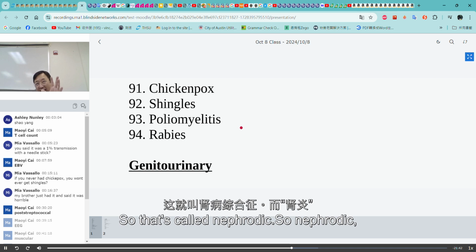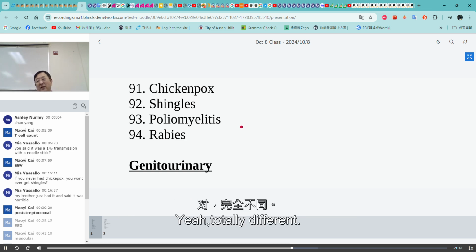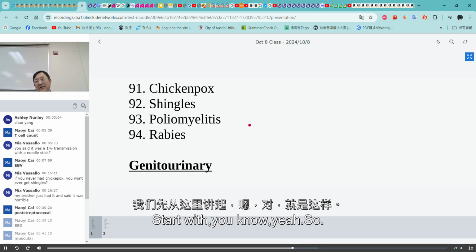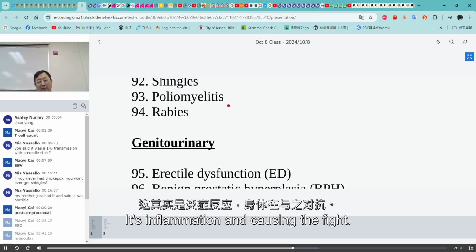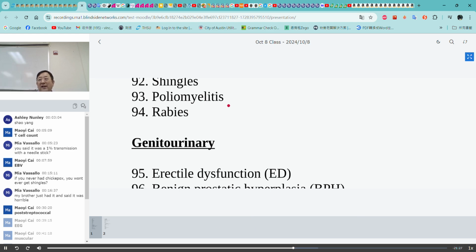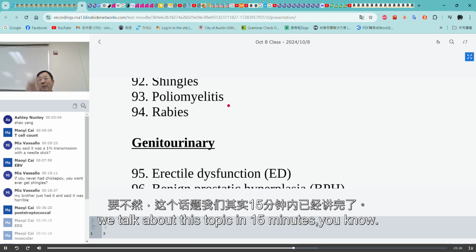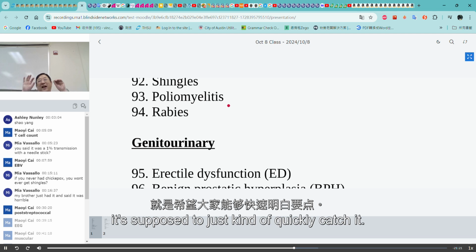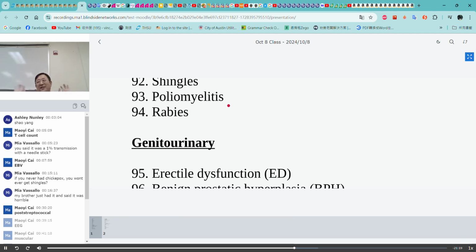Nephritic is different, totally different. The feature presentation is different. One is you have the streptococcus, sore throat, to start with, so it's inflammation and causing the fight. Okay, so that's these. You may search more. This is a review. Otherwise, we would talk about this topic for 15 minutes. It's supposed to just be a quick catch. Why this? That's it.